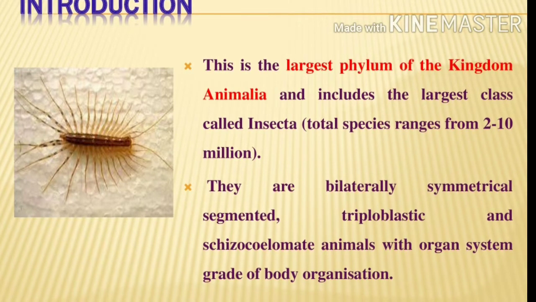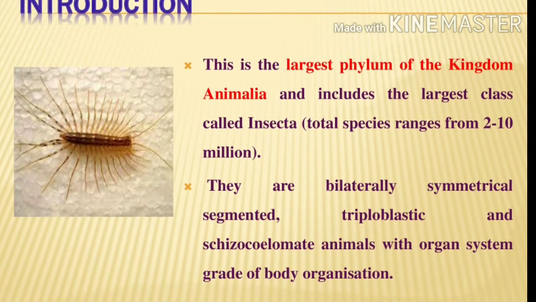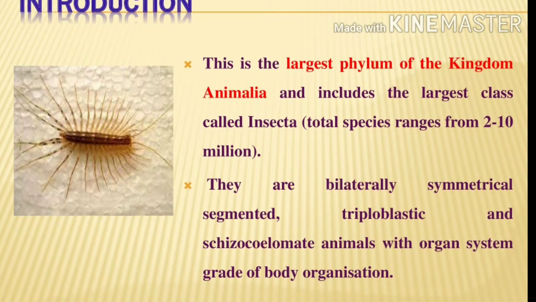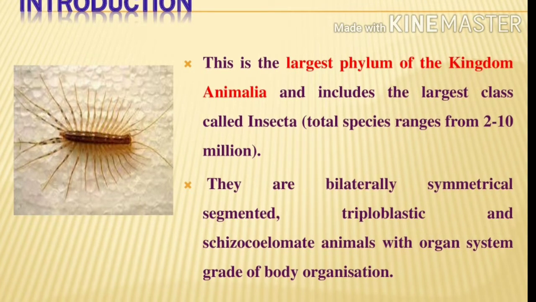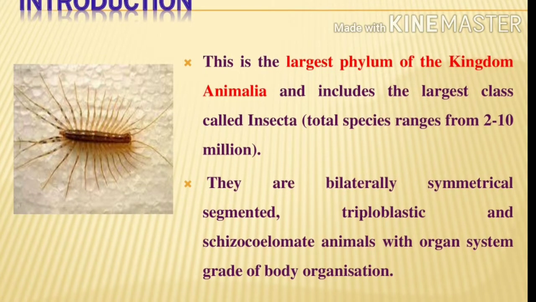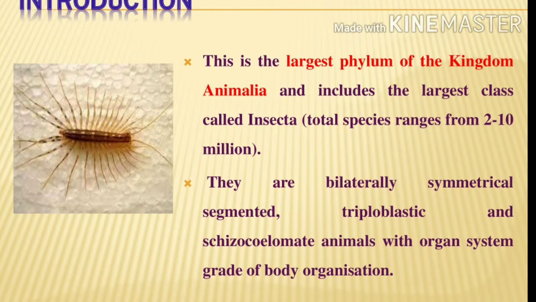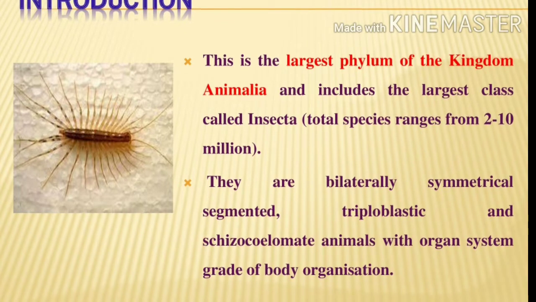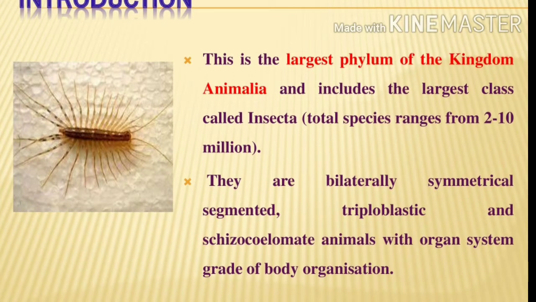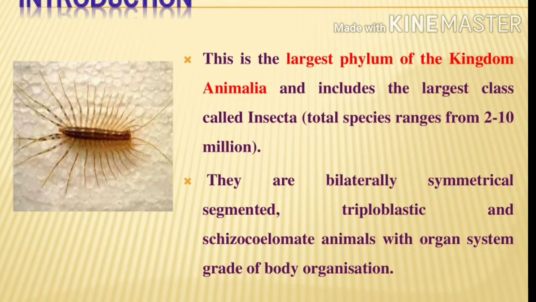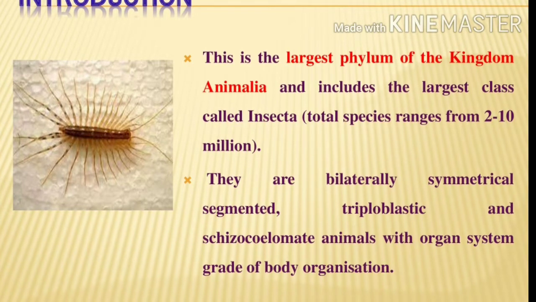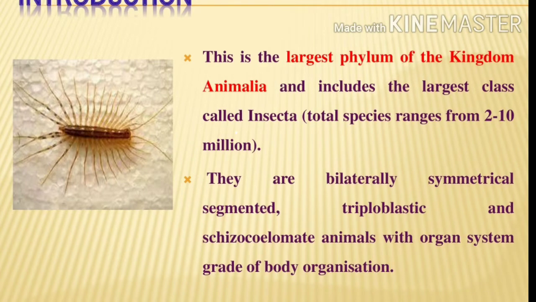Can you understand? I repeat, phylum Arthropoda is the largest phylum of kingdom Animalia. Why? Because it includes the largest class, Insecta, which consists of a total species ranging from 2 to 10 million. What is the structure of this phylum? That is the basis of classification. This is bilaterally symmetrical, segmented, and a triploblastic eucoelomate. So triploblastic means a well developed organ system.